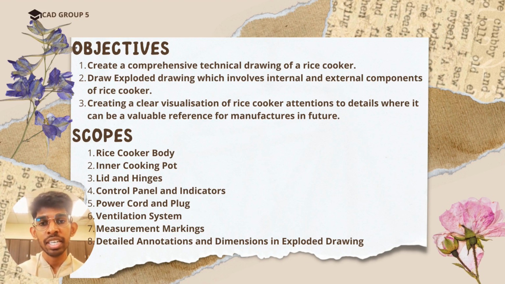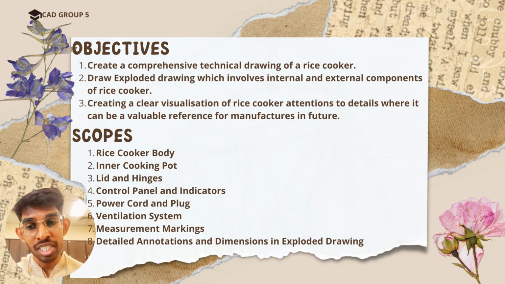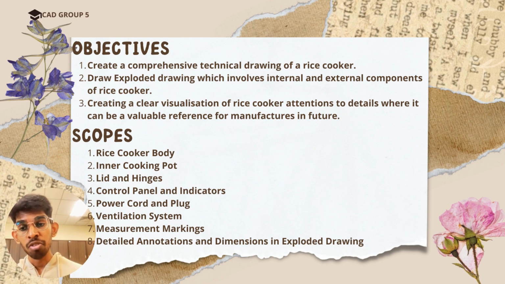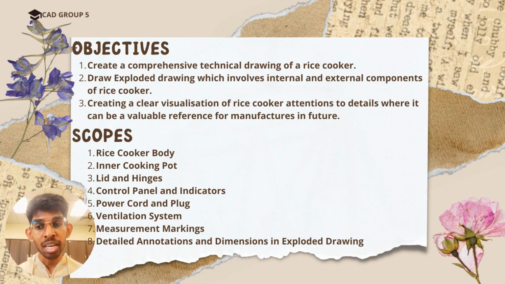Besides this, the lid and hinges also consider shape and material composition, and creating hinges that allow the lid to open and close smoothly. Next, about control panel and indicators, we have to design the control panel with various buttons, knobs, or additionally some touch sensitive controls to operate the rice cooker, incorporating indicators such as LED lights and also an LCD display to show cooking modes, time, and the temperature as well.